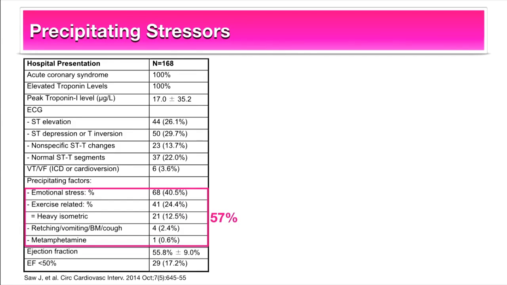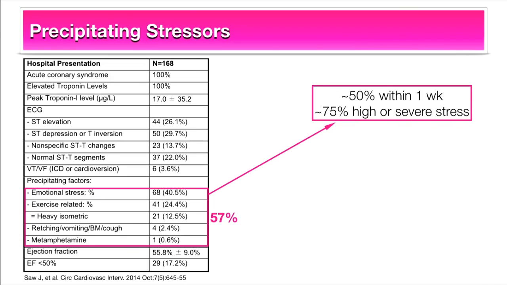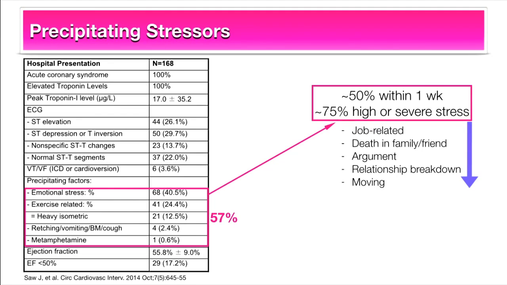When we routinely ask our patients about their precipitating stressors, including emotional and physical activity stressors, we found that 41% of patients reported emotional stress. And of these, approximately half were within the week, and over three quarters were high or severe level of stress, and that includes job-related stress, death in the family, arguments, relationship breakdown, or moving, in descending order.